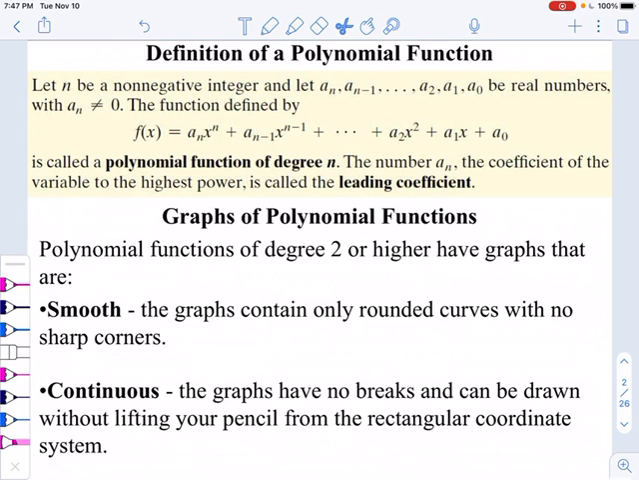The next thing says that they are continuous. The graphs have no breaks and can be drawn without lifting your pencil from the rectangular coordinate system. Continuous meaning as you start graphing, you are never going to pick up your pencil and jump spots.